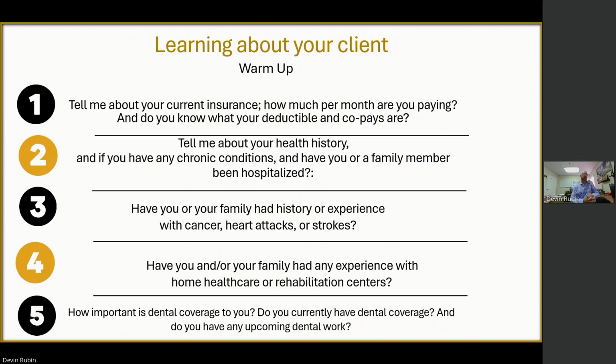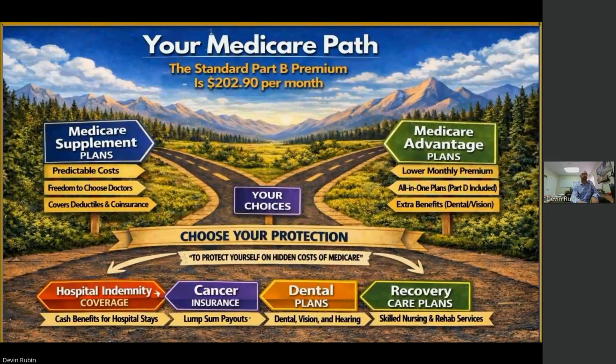This sets your pitch up for the hospital indemnity plan. We also ask about cancer, heart attack, and strokes, rehabilitation, and if they have dental coverage. All of these questions set you up for success to offer hospital indemnity and other ancillary products. So after we go through our education, if they're going to buy a Medicare Advantage plan, we're going to show on this slide why they want to add hospital indemnity to their Medicare Advantage plan.